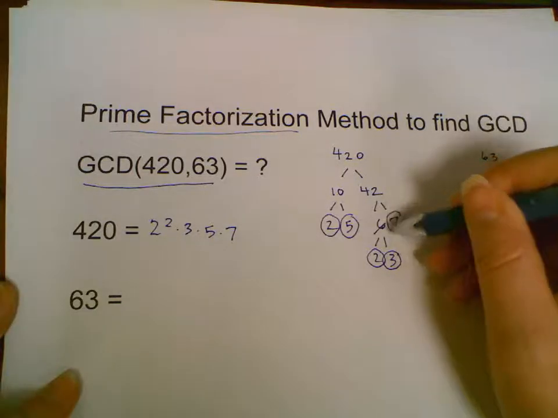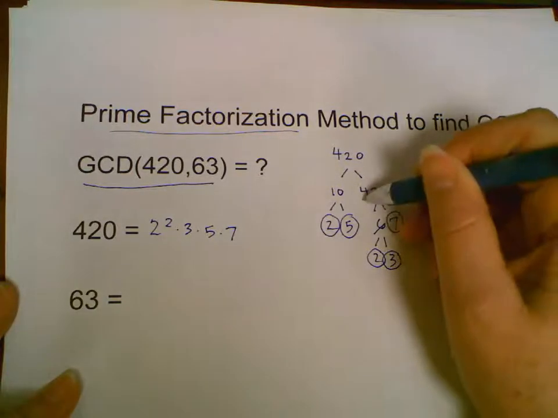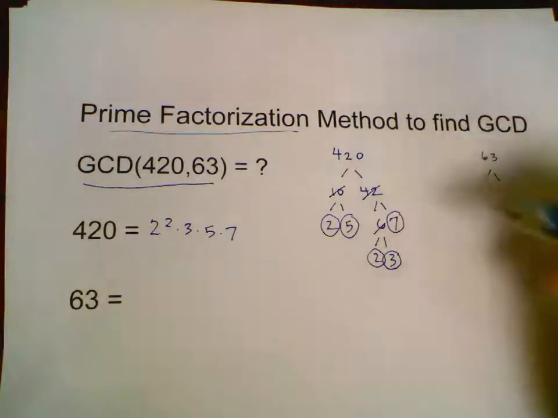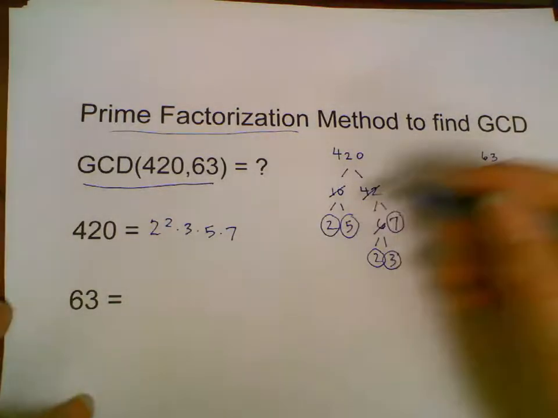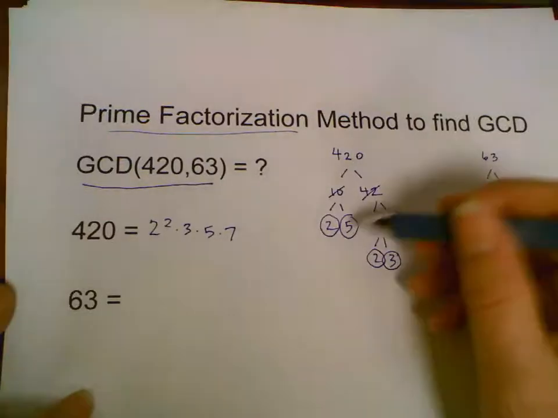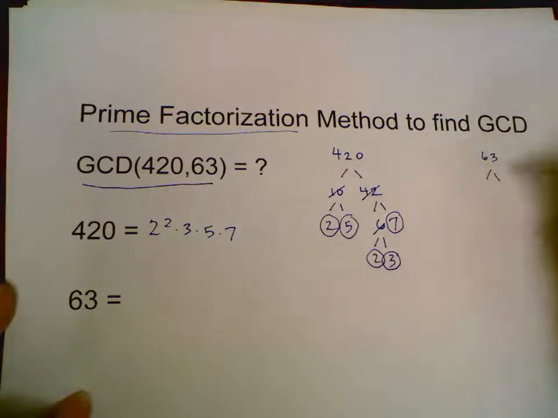Don't use the 6 because you further broke it down. Likewise, don't use the 42 or 10, you broke them down some more. Only use the prime numbers at the very tips of the branches.